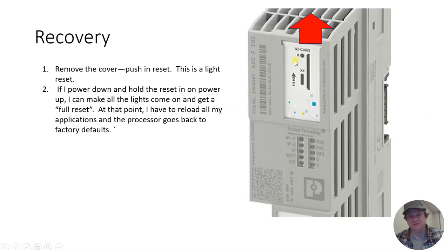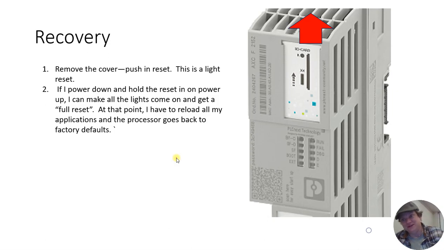Recovery. Most of you that have been playing with PLC Next for a while know that you can slip this little piece of paper out; it's not really paper, it's kind of different, it feels water resistant. If I remove the cover and push in the reset, I can get my lights to go back to normal. But on most occasions when I have a boot problem and I've got a big red and an orange, it doesn't seem to work that way.